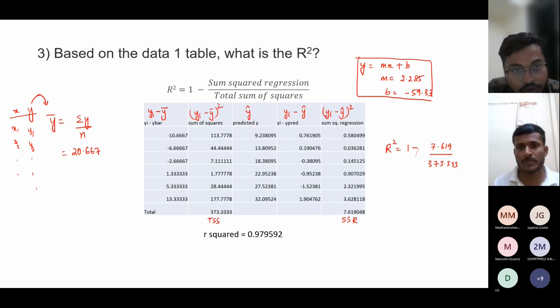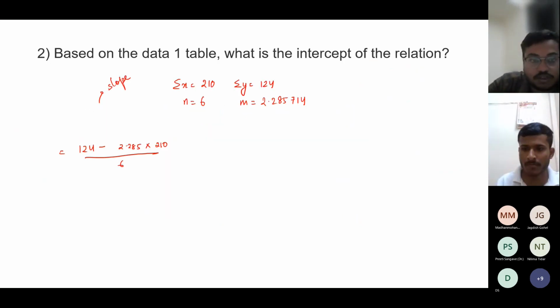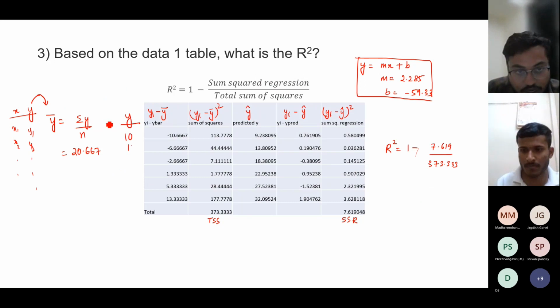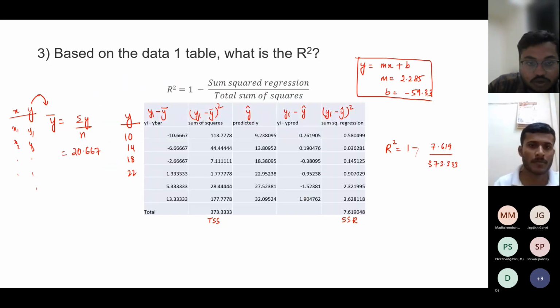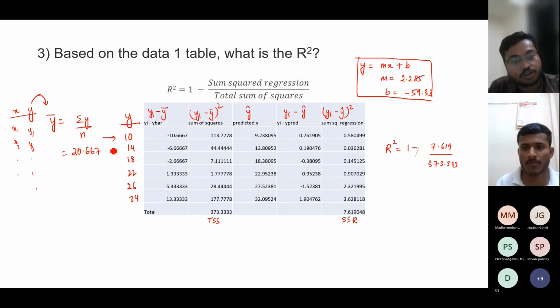Sir, why yi? You told yi. So for each of these values, we have y values, no? For example, this one we have y values 10, 14, 18, 22, 26, 34. Okay, yi is nothing but this. So for this data point, yi is 10, y bar is 20.66. So 10 minus 20.66 is minus 10.66. Then this is 14 minus 20.66, this is minus 6.66, and so on. For each of these rows, yi changes based on the data point we are taking. Is that clear? Yes.